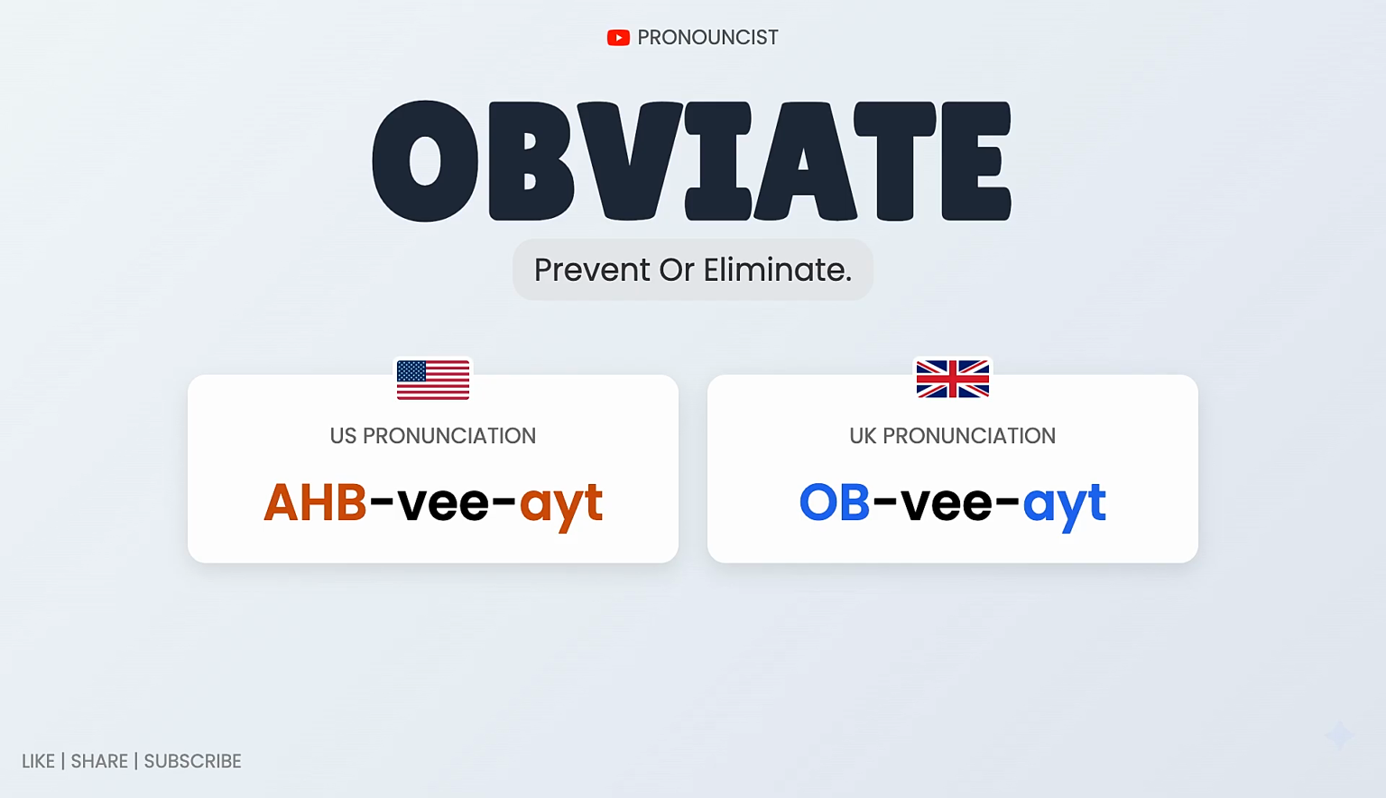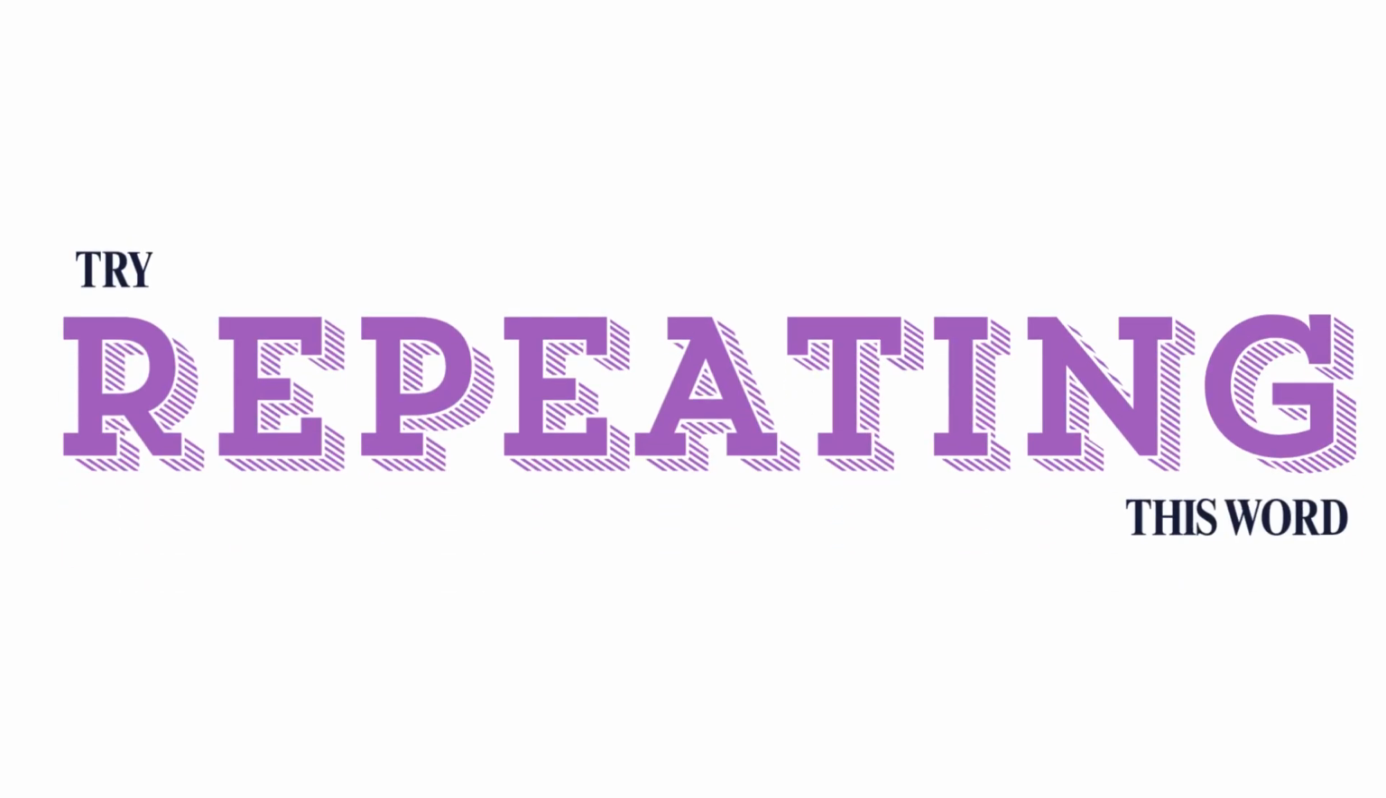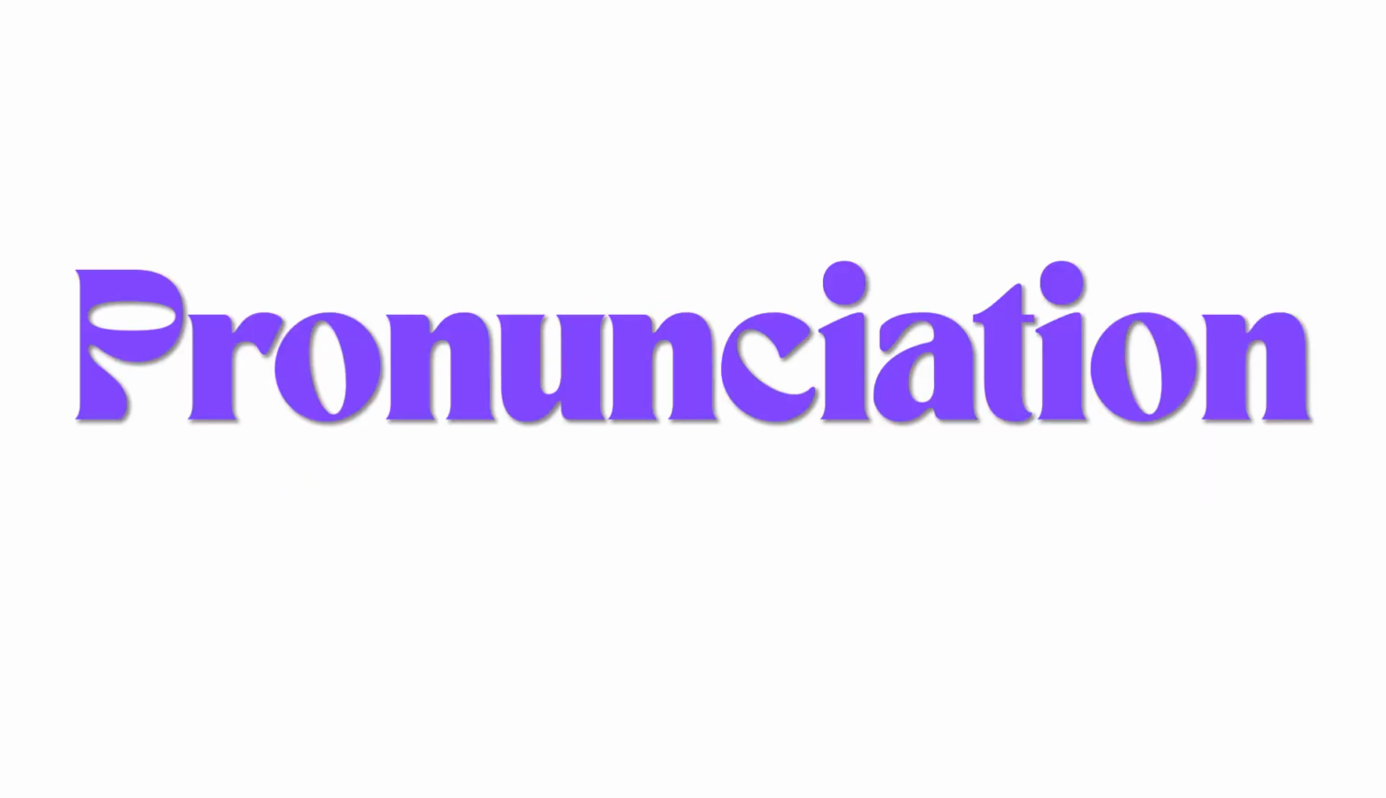The best way to practice is to repeat the syllables multiple times. The meaning of the word is prevent or eliminate. Try repeating this word several times to improve your pronunciation.